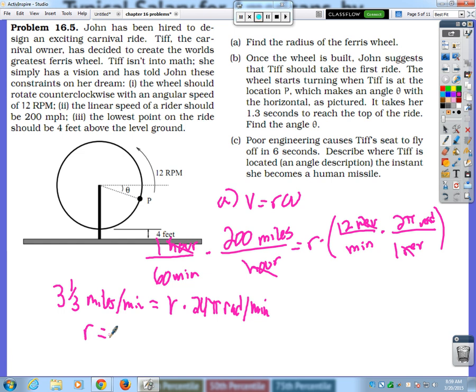I got .044. Say that one more time. .044. Okay, so .044 miles. Let's get that at least into feet. 233.4 feet. Okay? Questions on how we did that? There was a lot going on. That's the radius of the Ferris wheel, yeah?